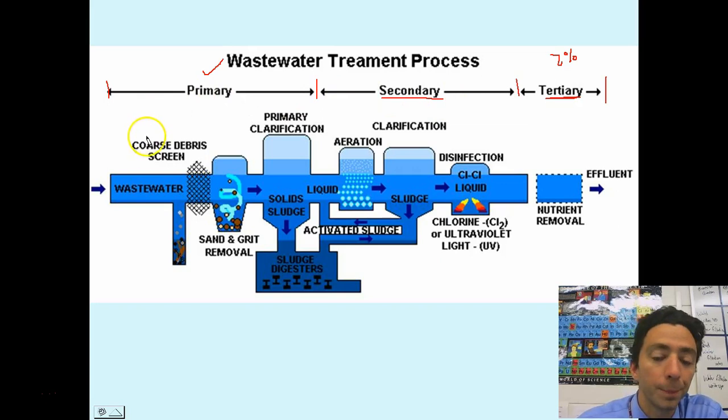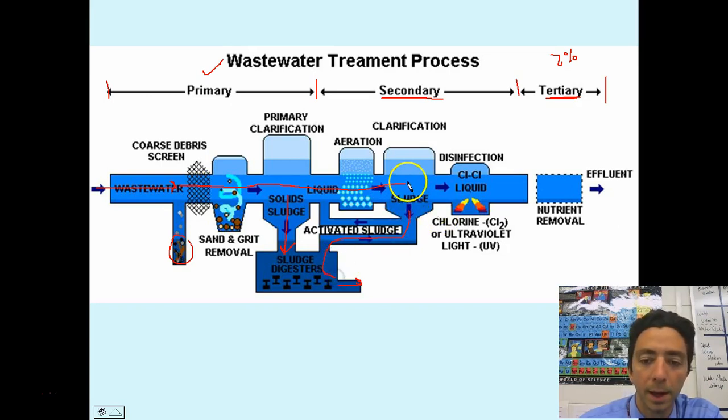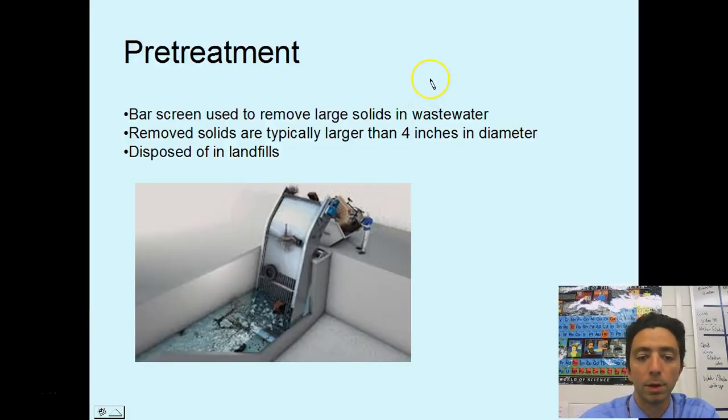This general picture here is how it works. The water is going to come in, we're going to filter out the really large pieces of stuff, and then we're going to let it settle and clarify, and then the sludge is going to be drawn out and sent away. We're then going to aerate it, and once it's aerated, we're going to let it clarify again, remove more of that sludge from the bottom, and then disinfect it. There are a couple of different ways we can do that, but that's essentially wastewater treatment. We're going to get into a little more detail.